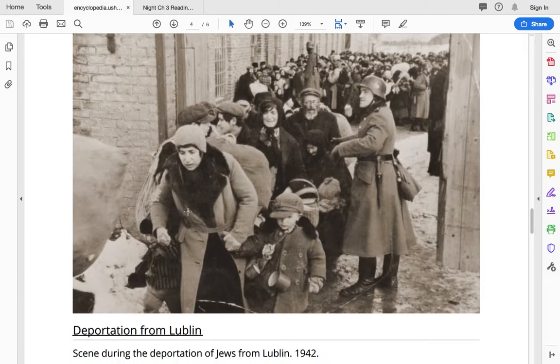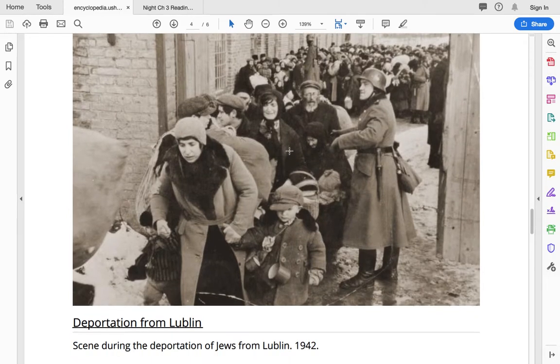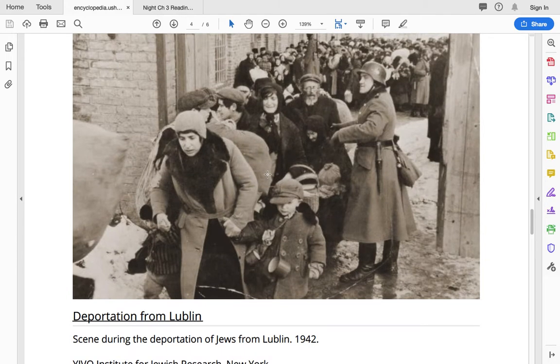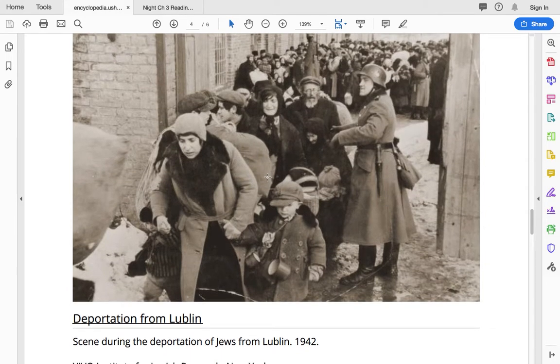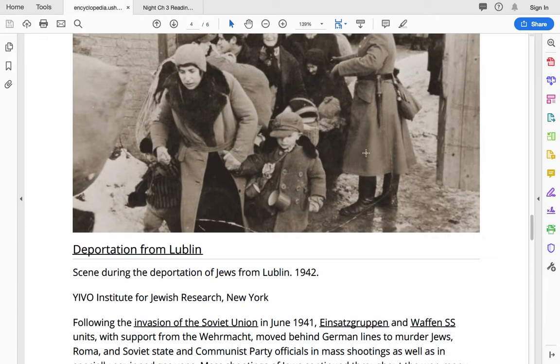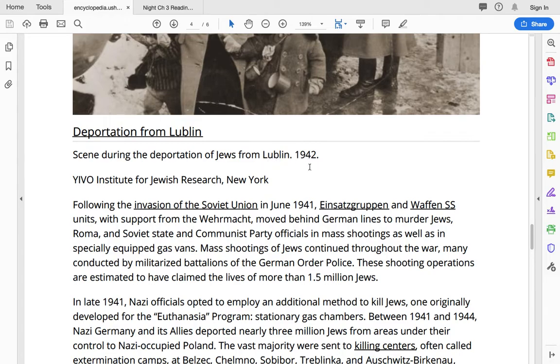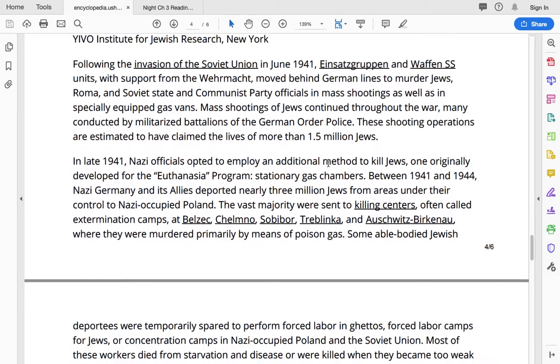So here, this is a picture of the deportation. That means they took all of these Jewish people out of their homes, put them on trains, and sent them to killing camps or concentration camps. And here is a Nazi or German officer. And this is in Lublin, 1942.